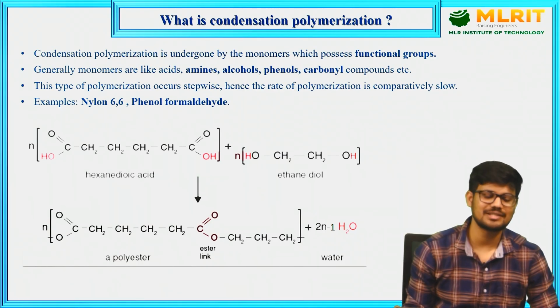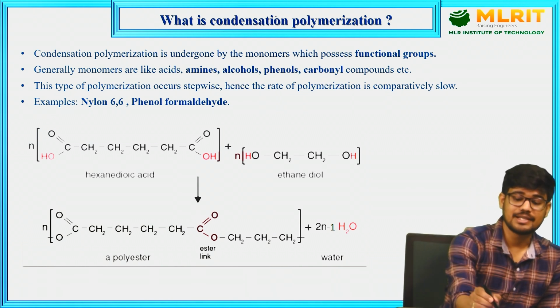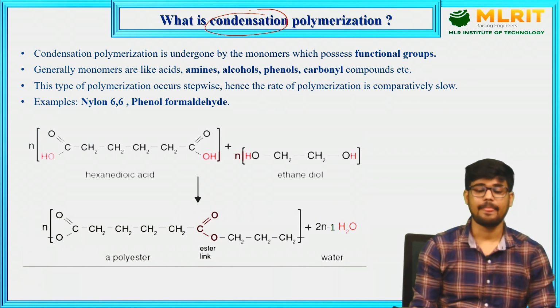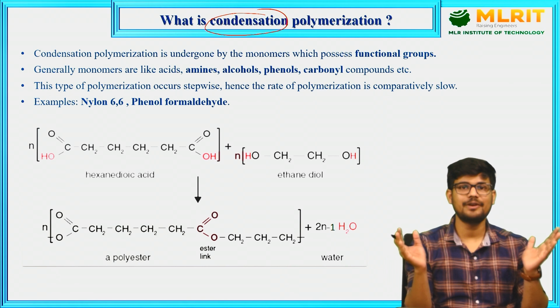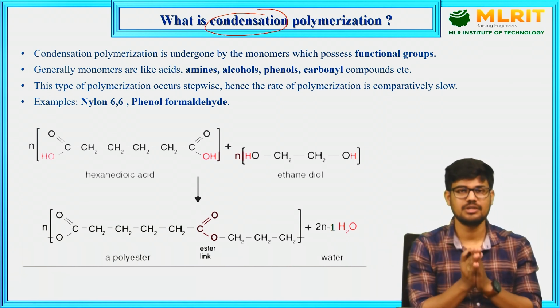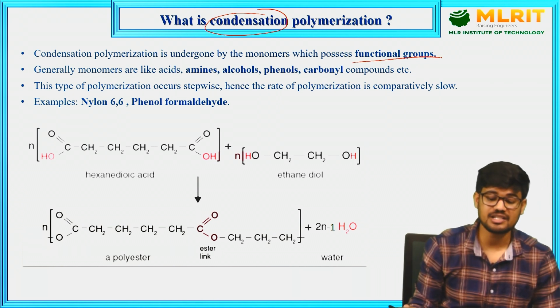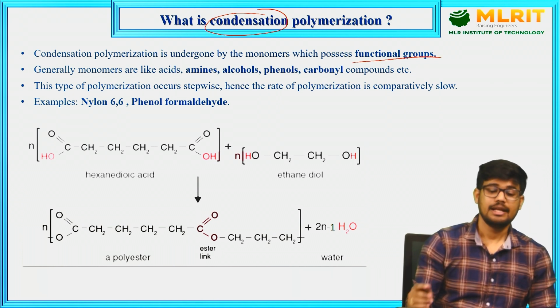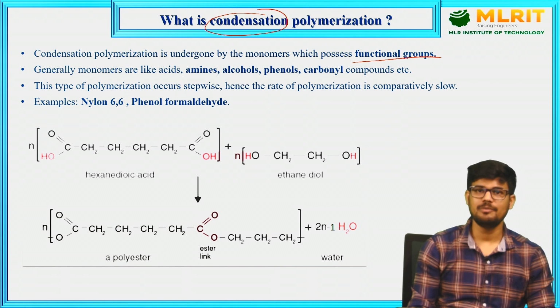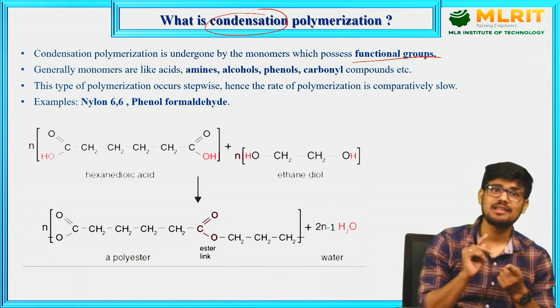Now come to condensation polymerization. So here, condensation means basically two different molecules, or two molecules, will form a bond. So this is the first thing, and here the condition is functional groups. If you consider any condensation polymerization, the condition is that each and every monomer unit must have a functional group.